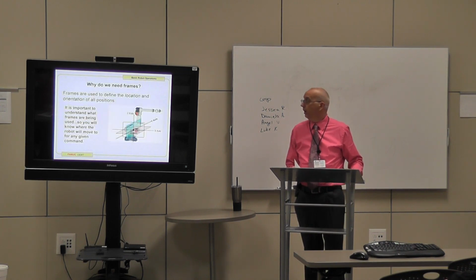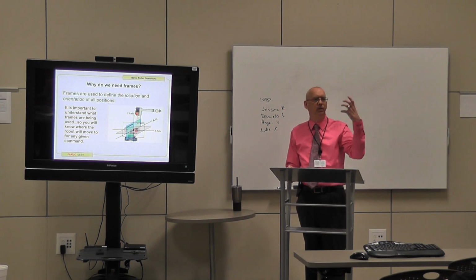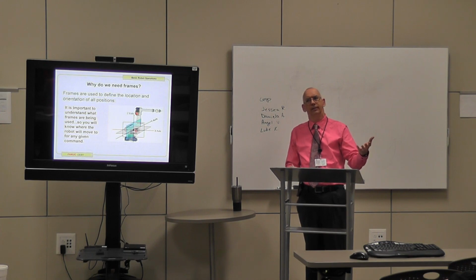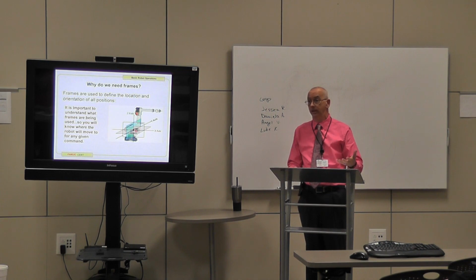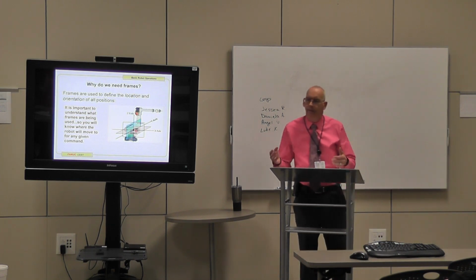Okay? Alright, so let me ask the question and I'll give you the answer right here. Why do we need frames? Well, we need frames because frames are used to define the location and the orientation. And I know we've gone over before location and orientation, right? Location being the big X, Y, and Z. Orientation being the little X, Y, and Z. Okay? The rotations. But it is important to understand what frames are being used, so you will know where the robot will move for any given command.